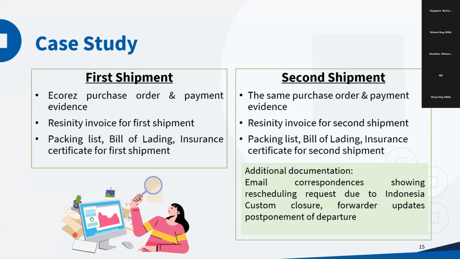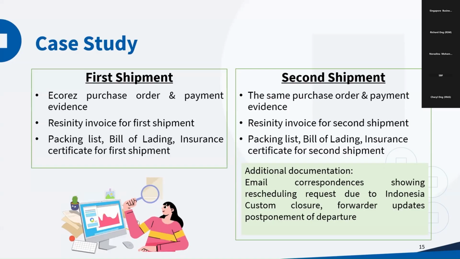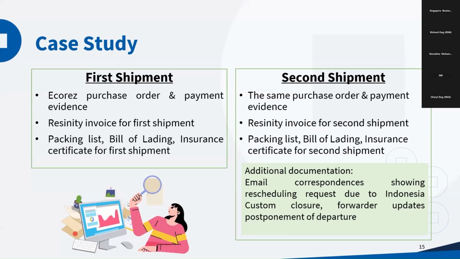For the second shipment, Vicinity maintained similar documents as the first shipment, and on top of that, they also maintained the container acknowledgement slips and email correspondences documenting why the delay had happened.